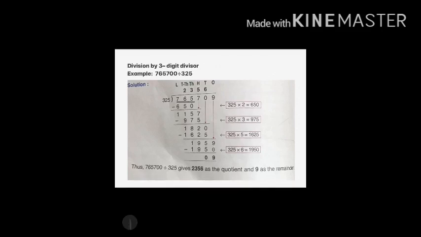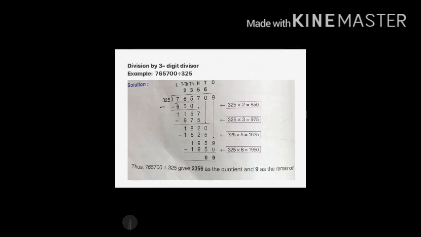So first I will have to look at the first 3 digits only. If these 3 digits are smaller than the divisor, then I will look at the 4 digits. Alright, now 765, again you have to do the same method here. Look at 3 here and look at the first digit 7 here.